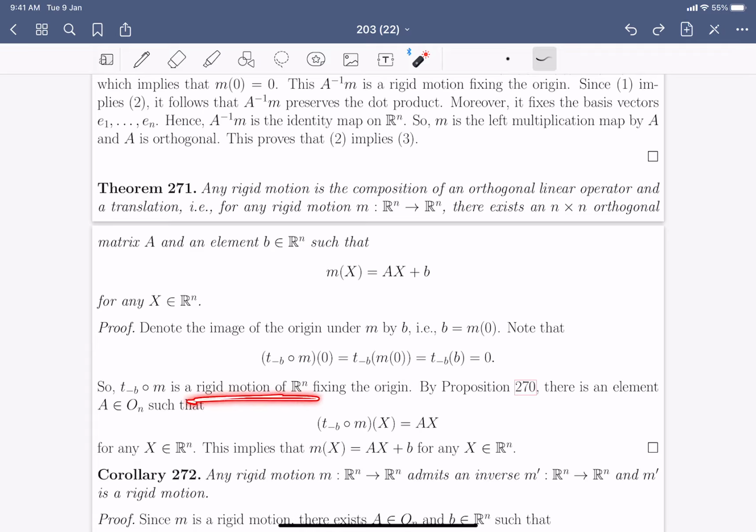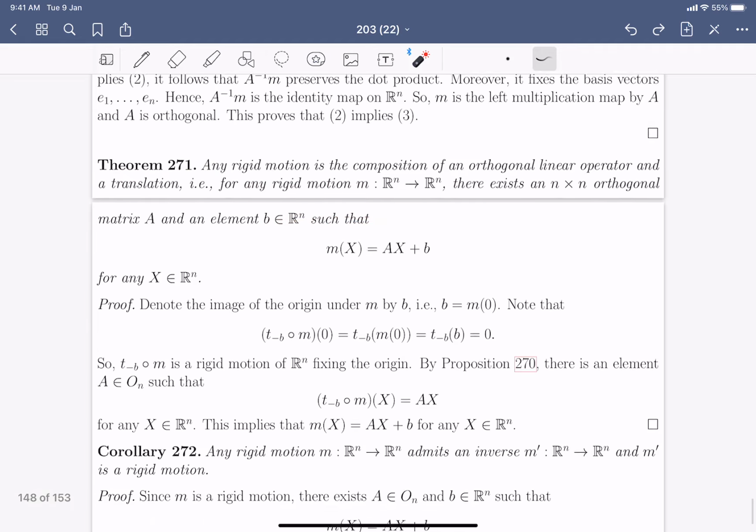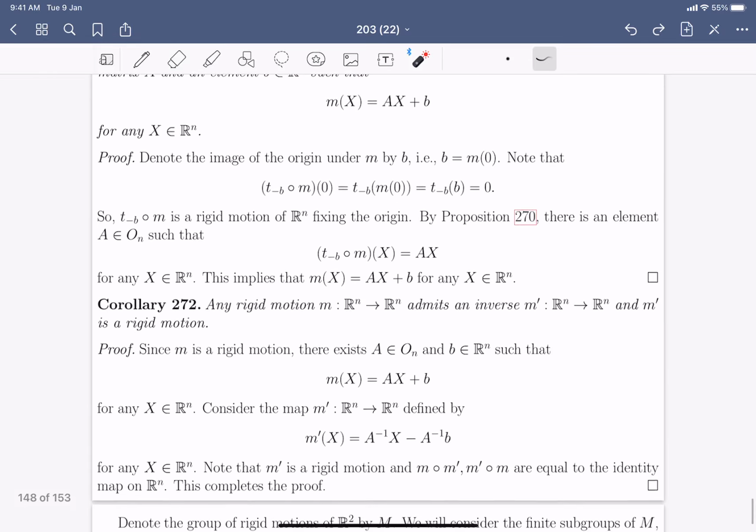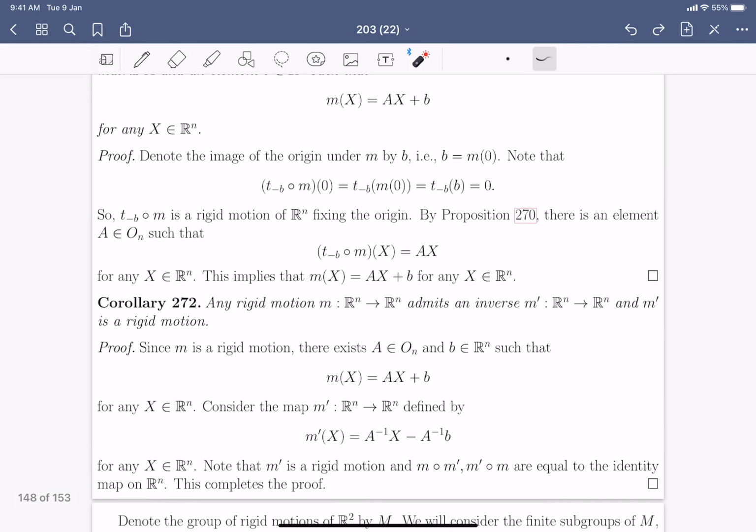Thus you have obtained a rigid motion of Rn fixing the origin, and by the previous proposition, we know that this composition has to be a left multiplication by A map, where A is an n by n orthogonal matrix. So from that we obtain the classification for all the rigid motions of Rn. That is, any such rigid motion has to be of this form.